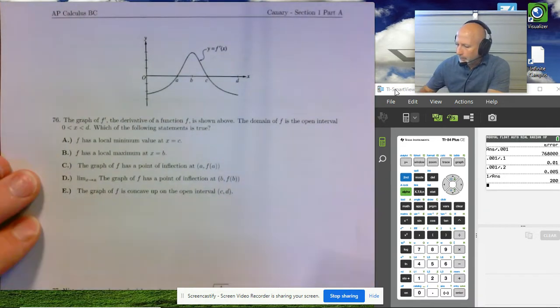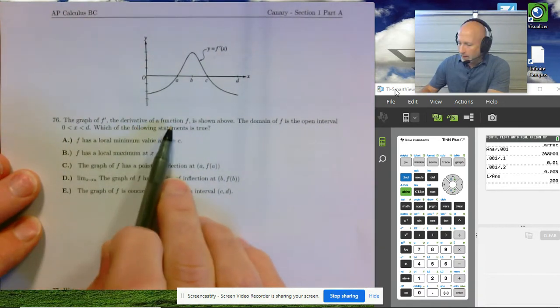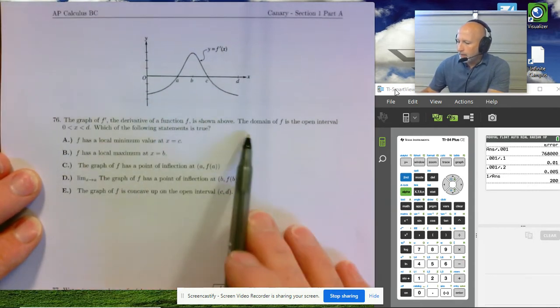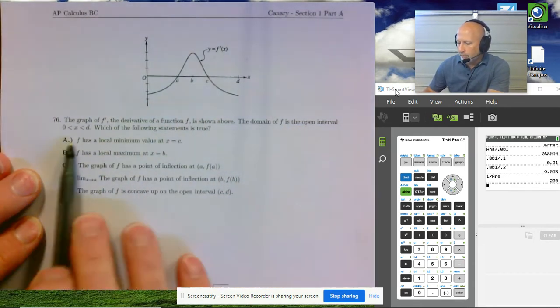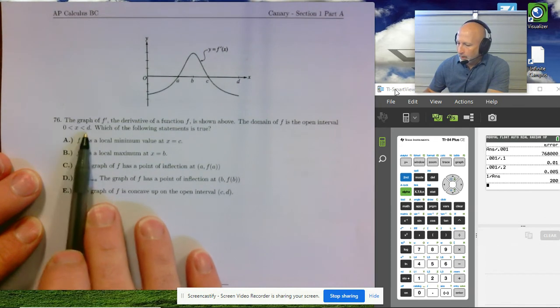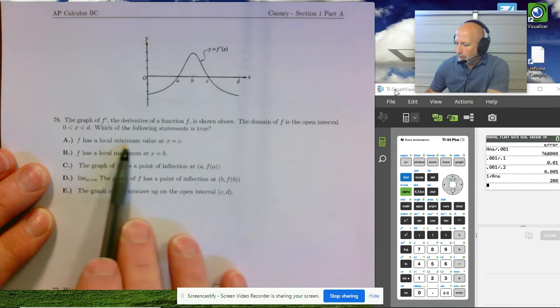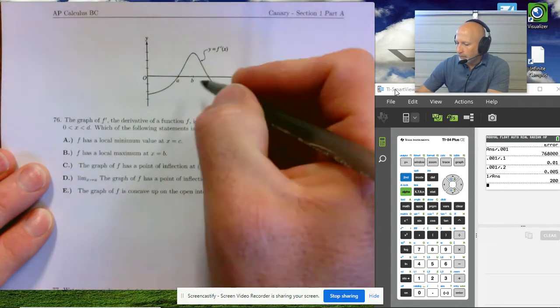Okay, so we have the graph of f prime, the derivative of the function f, shown above. Okay, so this is the derivative here. The domain of f is the open interval from 0 to d. Which of the following statements is true? Okay, so f has a local minimum at x equal to c. Okay, so this is the derivative.